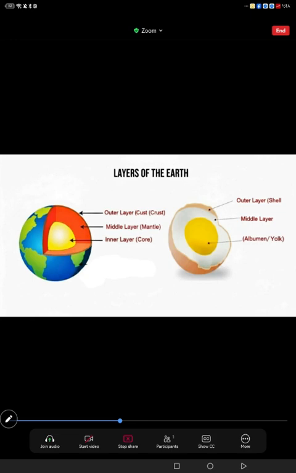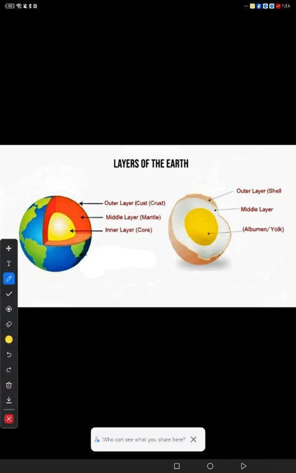The outer egg shell is like the crust layer of the earth. So we have the same thing. The earth has an outer layer, it is thin. Also, the egg has the outer layer which is called a shell. In the earth, the outer layer is called the crust. Okay?